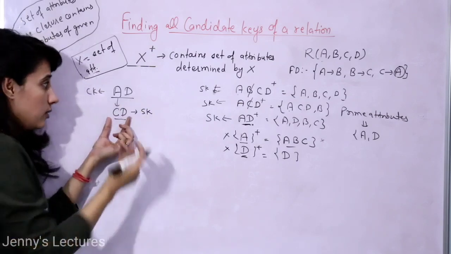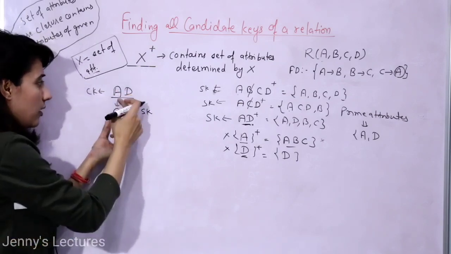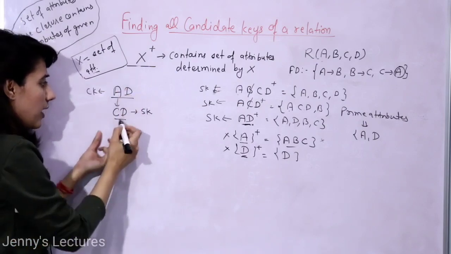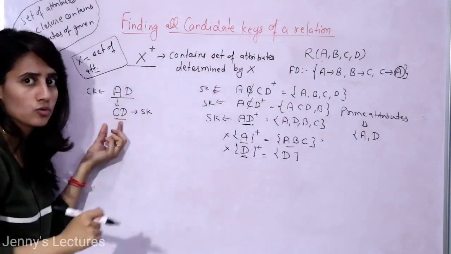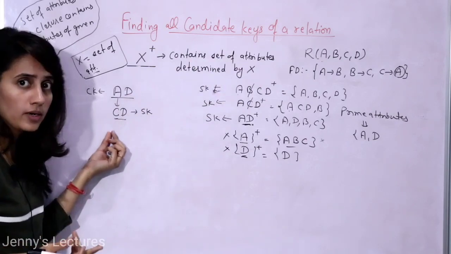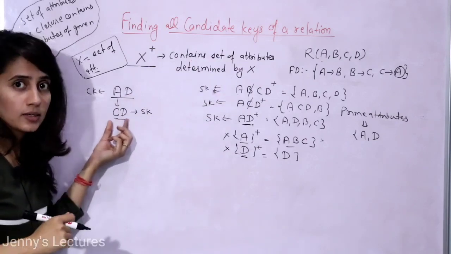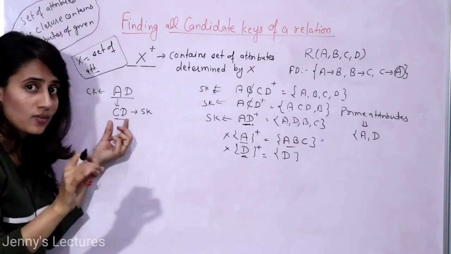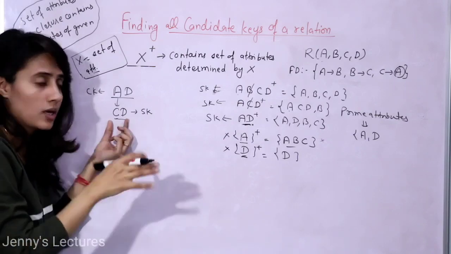Sometimes when you replace, suppose I have replaced this A with C, and only C can determine all the attributes. So only C would be a super key, right? So this cannot be a candidate key. So now we cannot say definitely that this is a candidate key, you still need to check.